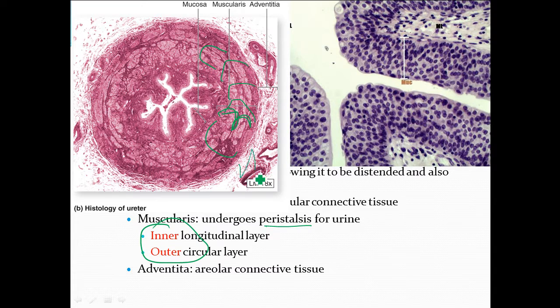And you notice how around this you have adventitia. You can see this is adventitia because if it was serosa, it would be only a single layer that surrounds it. But you notice there's so much connective tissue around the ureter here, made of areolar connective tissue.